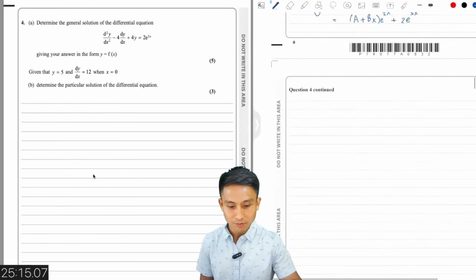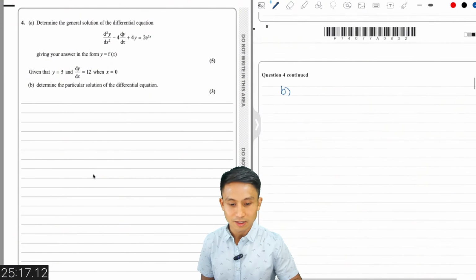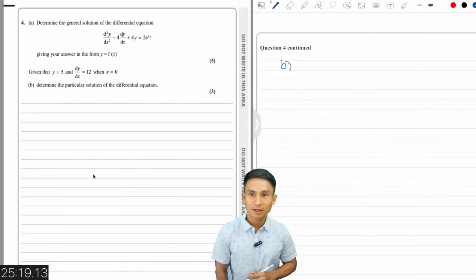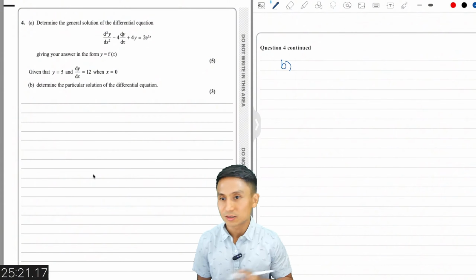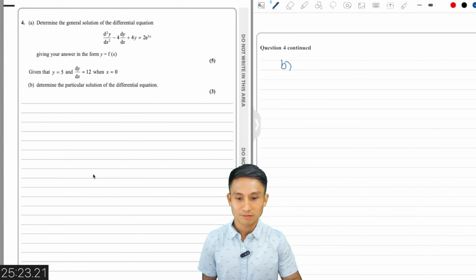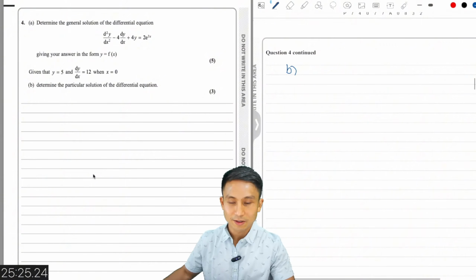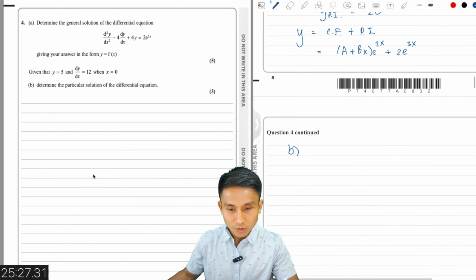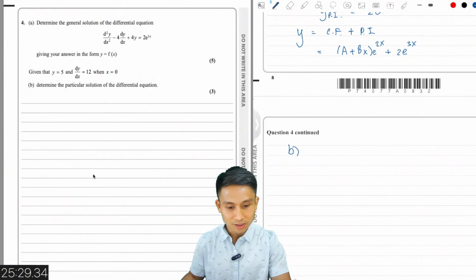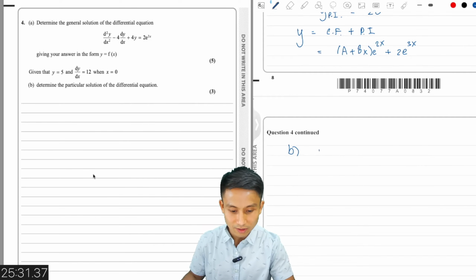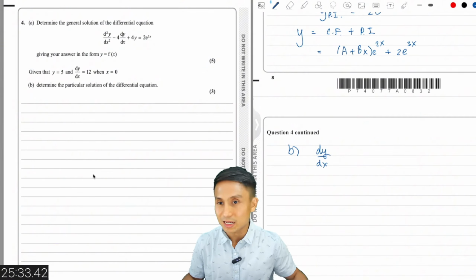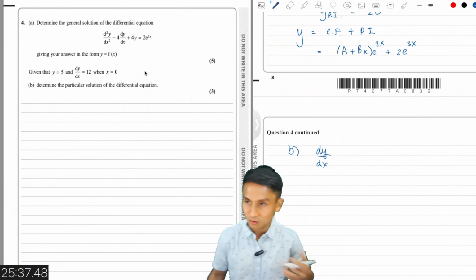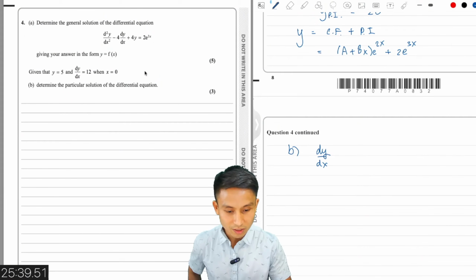And of course, next part B, we now get conditions, and you need to solve for the particular solution. Well, that's not too bad. So we're going to find dy by dx first here. After we get the general solution, we need to find dy by dx because they give the condition for the derivative function. So that's why you need to differentiate to put the condition in.